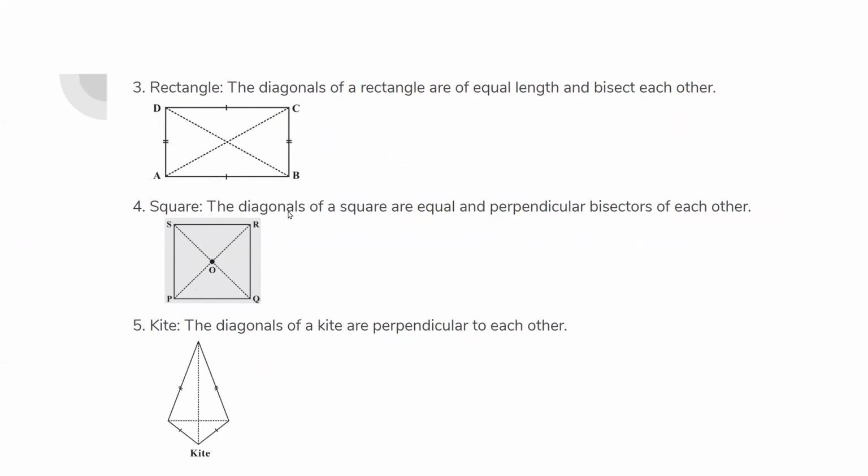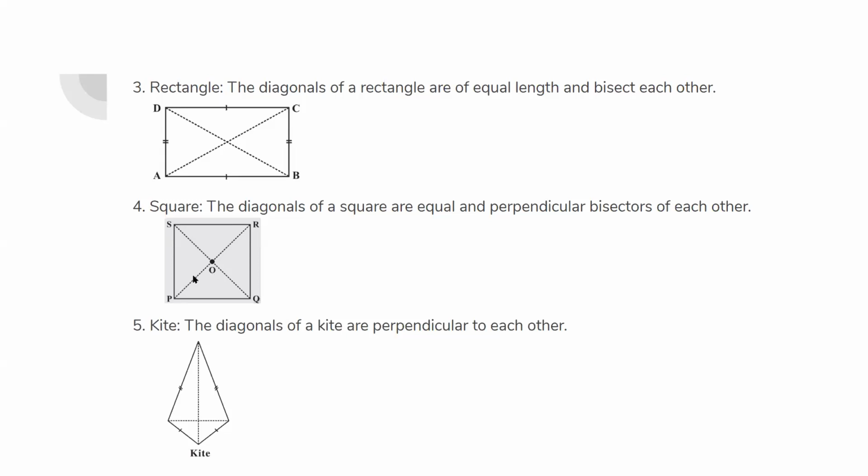Fourth one, square. The diagonals of a square are equal and perpendicular bisectors of each other. See the diagram. PR is one diagonal and SQ another diagonal. Both PR and SQ will be of equal length. At the same time, they bisect each other also and they are perpendicular bisectors. That is, at the point of intersection, they will make a right angle.